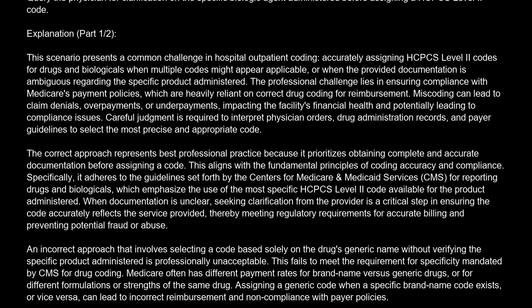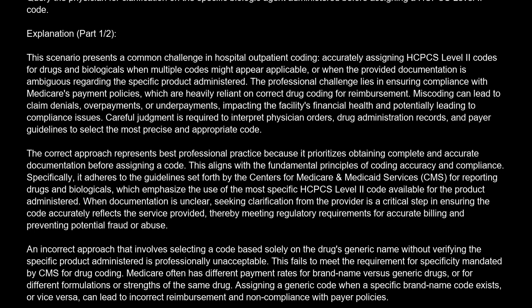Specifically, it adheres to the guidelines set forth by the Centers for Medicare and Medicaid Services, CMS, for reporting drugs and biologicals, which emphasize the use of the most specific HCPCS Level II code available for the product administered. When documentation is unclear, seeking clarification from the provider is a critical step in ensuring the code accurately reflects the service provided, thereby meeting regulatory requirements for accurate billing and preventing potential fraud or abuse.